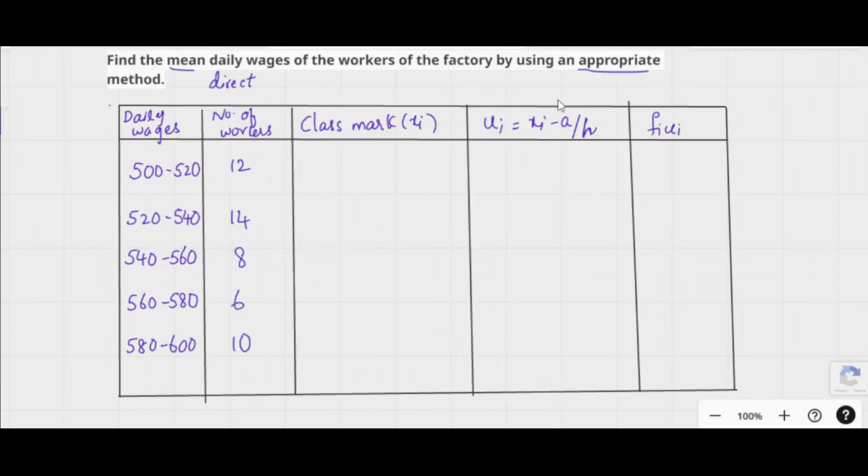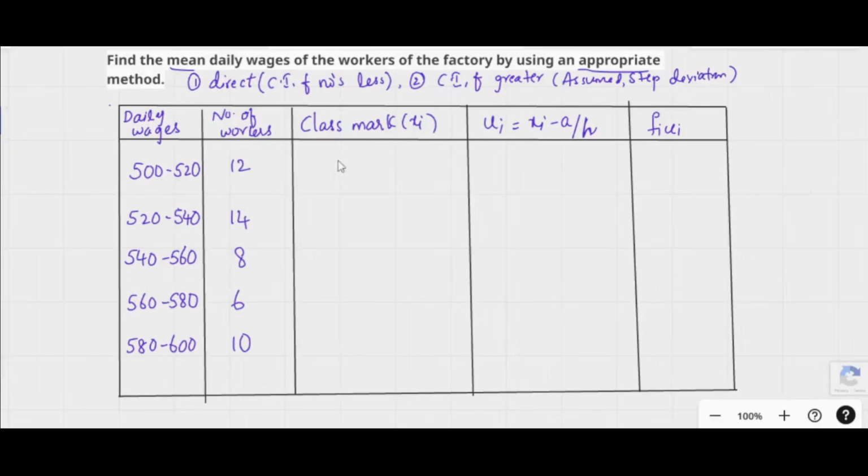But if they're not specifying anything and just tell you to solve the question in an appropriate method, which method do you choose? First, when the class intervals and the frequencies are small numbers, go with the direct method. But if the class intervals and the frequencies are bigger numbers, then go with the assumed mean method or step deviation method. Please note it down.